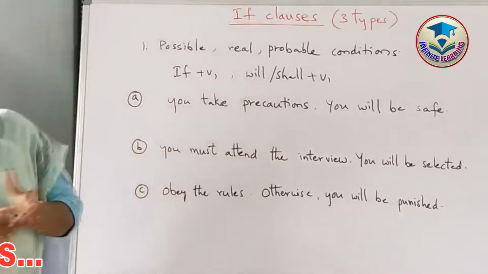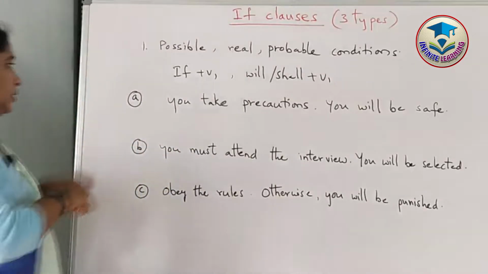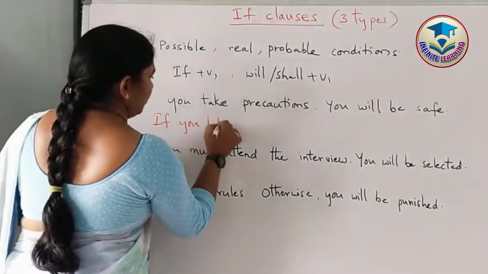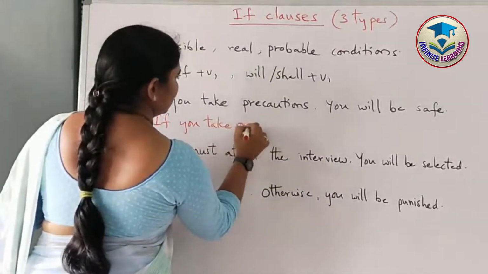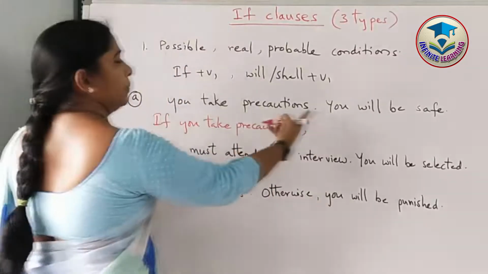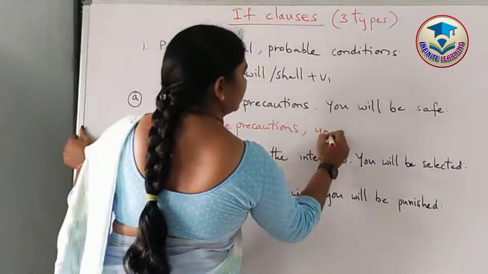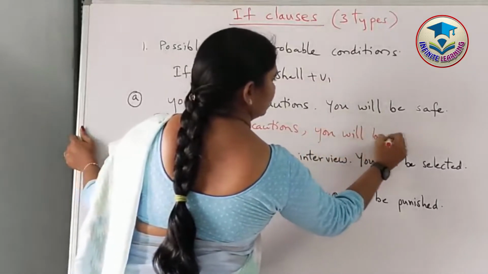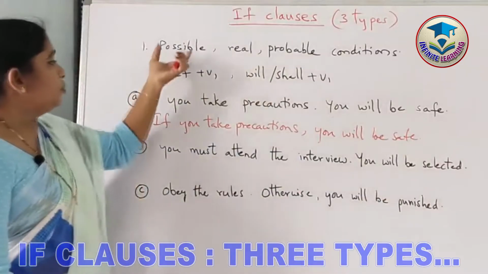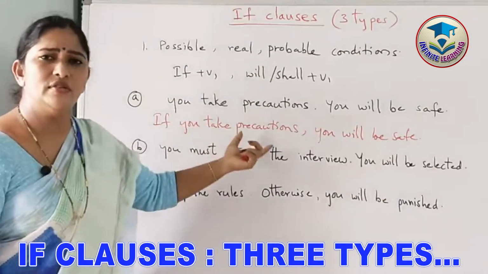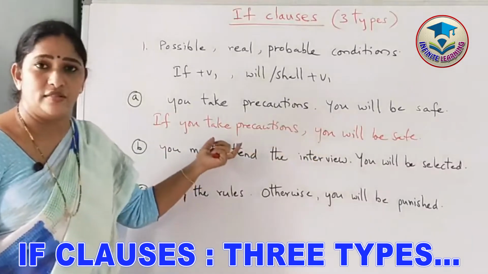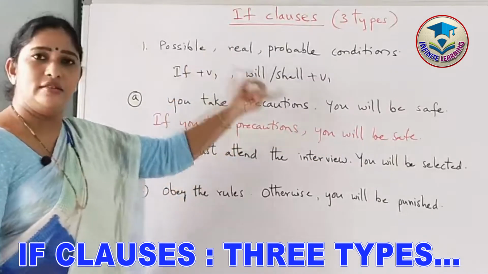You see now. If you take precautions, comma, what happens? You will be safe. This is a possibility. If you take precautions, you will be safe. There is a possibility to be safe if you take precautions. Yes, that is the real and this is the probable condition.